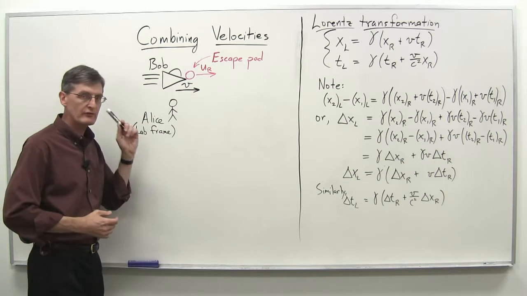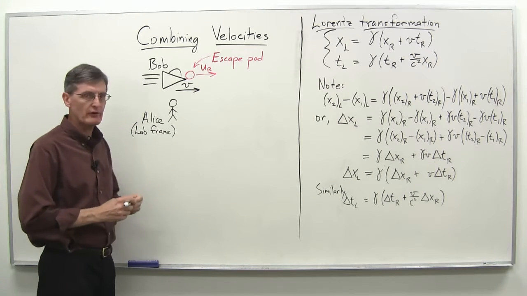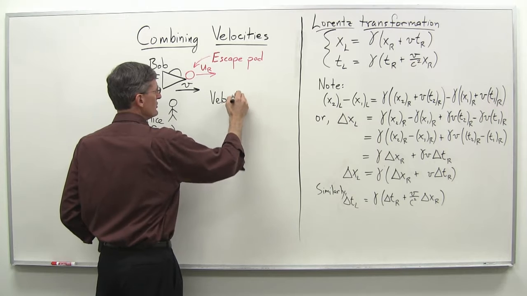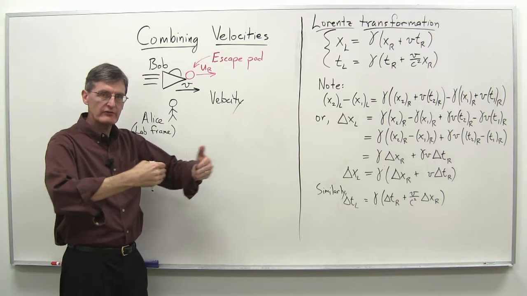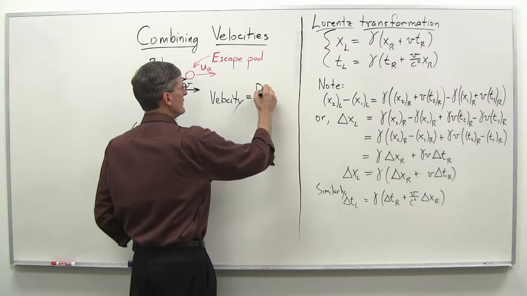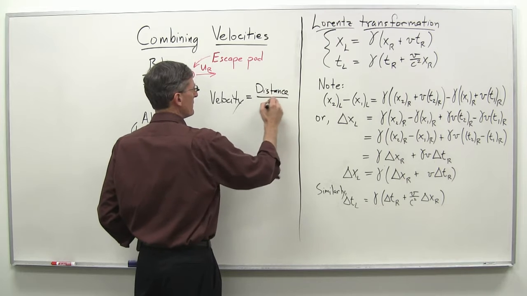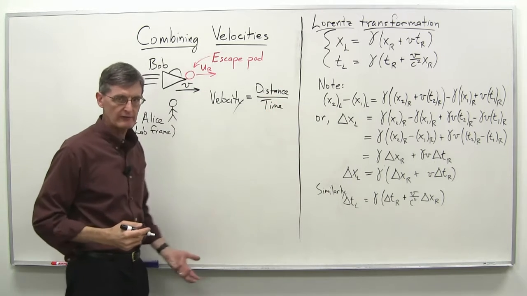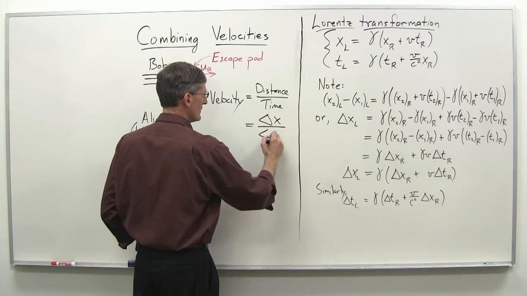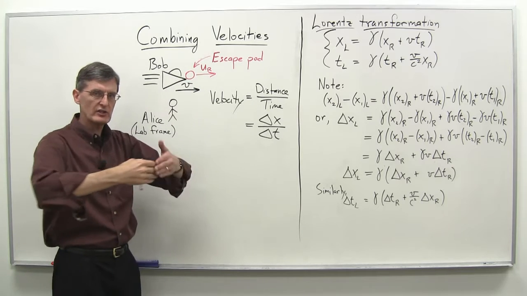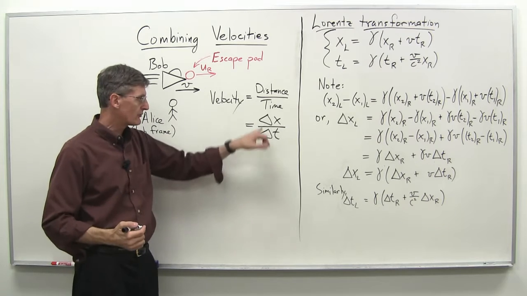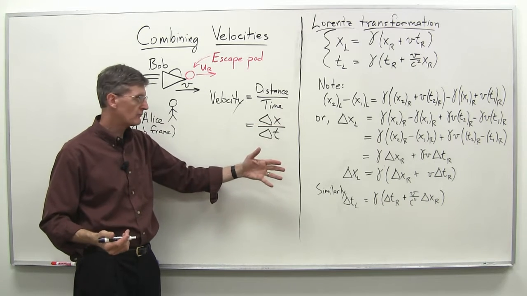Well, let's come back to our escape pod situation and remind ourselves what velocity is all about. Velocity is simply the change in distance, the distance covered, divided by an elapsed time. In other words, we can write this as delta x divided by delta t: the distance covered, the change in x, how far you have gone in a certain amount of time, delta t. That is x2 minus x1 divided by t2 minus t1.